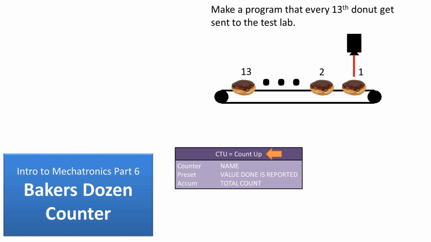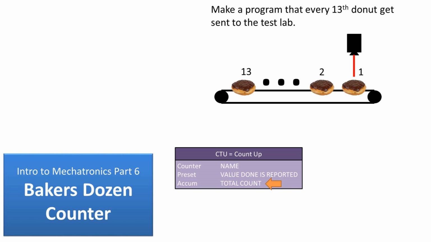So to begin, let's go over the anatomy of a count-up operation, abbreviated CTU in Allen Bradley format. First, we have the field that is the counter name, which is used to reference the counter elsewhere in the program. Next, we have the preset value, which is the value at which the counter is at a done state. Done is reported if the accumulated value is greater than or equal to this value. And finally, we have a field that is the accumulated count, or how many times a false to true signal is registered.